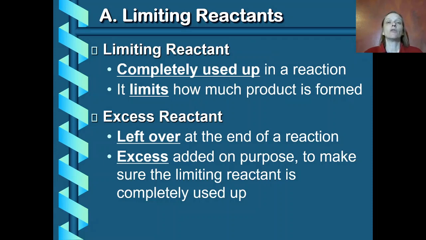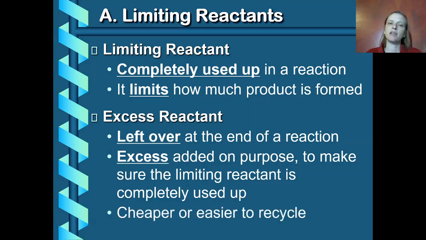In the real world, this excess is added on purpose. So this is where the relationship to baking breaks down. But the excess is added on purpose to make sure that the limiting reactant is completely used up. And this is done because usually the excess reactant is cheaper or easier to recycle than the limiting reactant. You want to make sure that that expensive limiting reactant gets totally used up. So you add in extra of the cheap chemical to make sure that that happens.